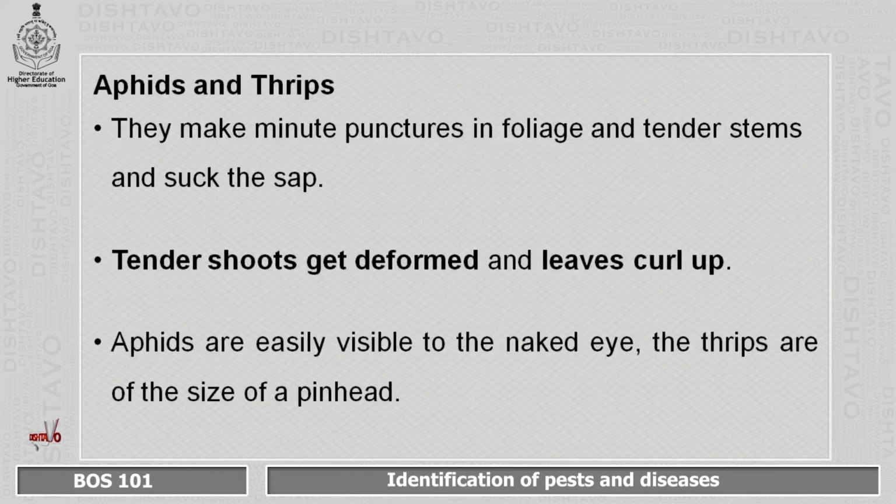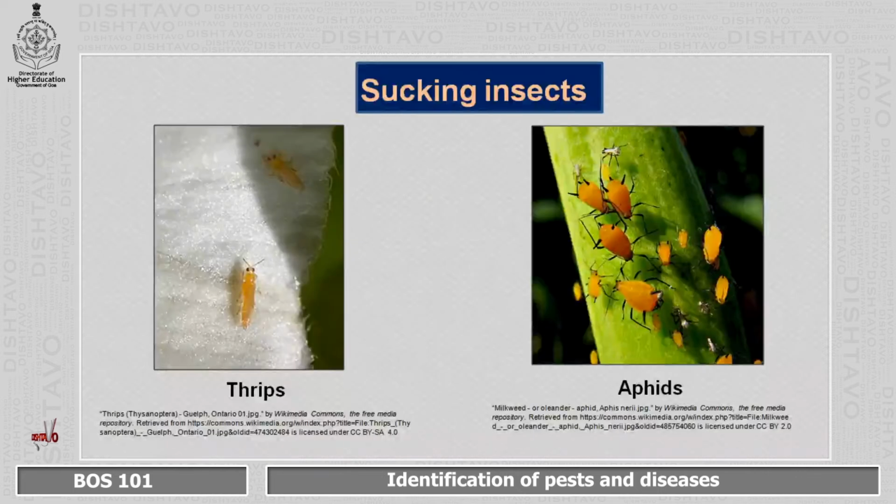Aphids and thrips make minute punctures in foliage and tender stems and suck the sap. Tender shoots get deformed and leaves curl up. Aphids are easily visible to the naked eye and the thrips are of the size of a pinhead. Here in this image we can see thrips and in the second image aphids.